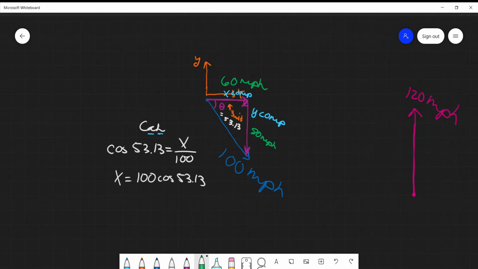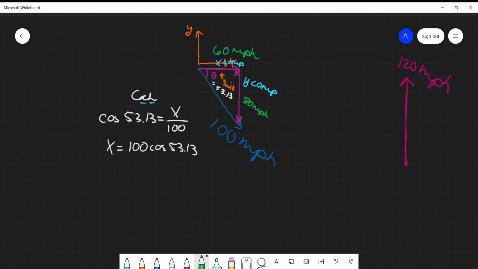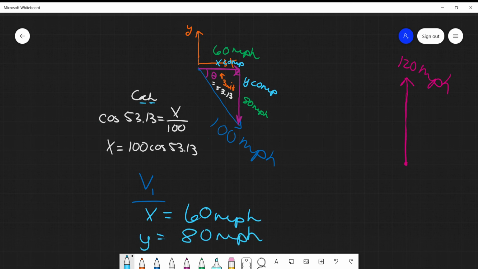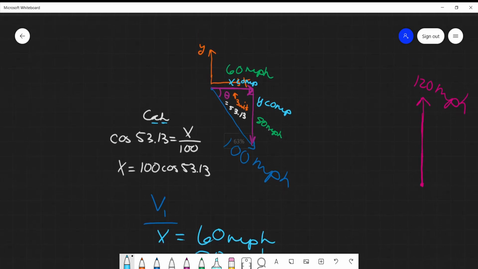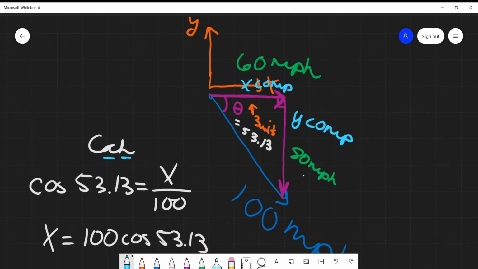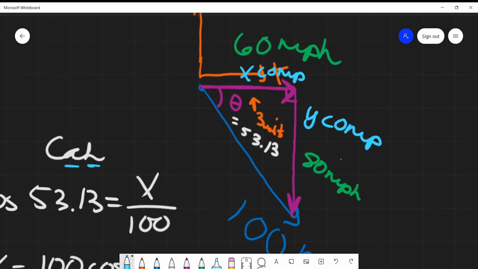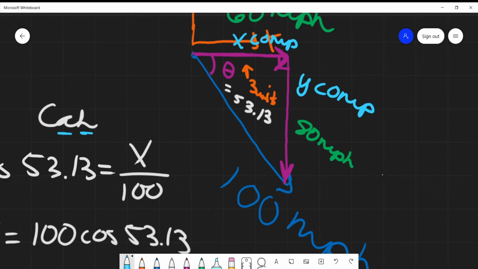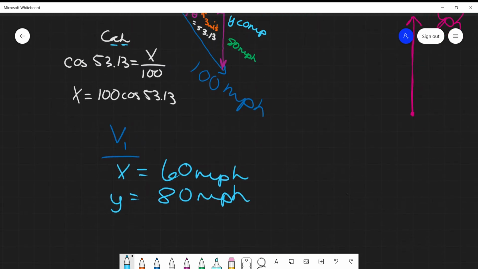So if I'm going to make a little, I guess we'll use this. So V1, the x component is 60 mph, and the y component is 80 mph. And earlier I was saying that the components have their own directions as well. The x component is going in the positive x direction, and the y component is going in the negative y direction. So over here in our bookkeeping, I'm going to make this a negative number.